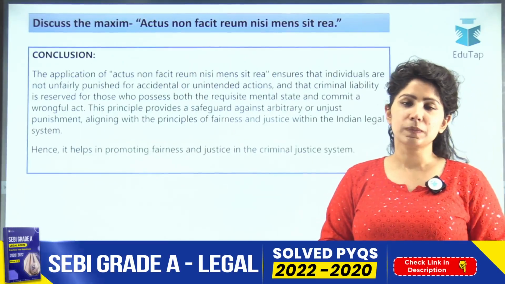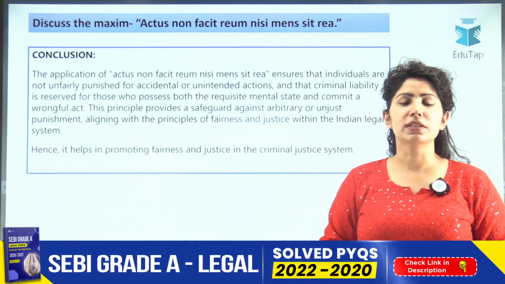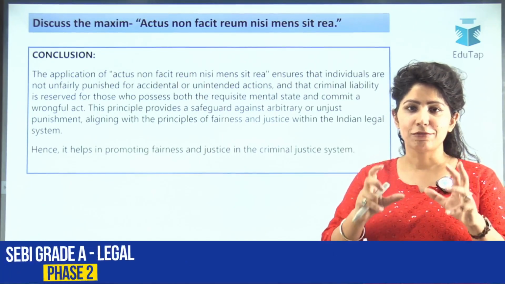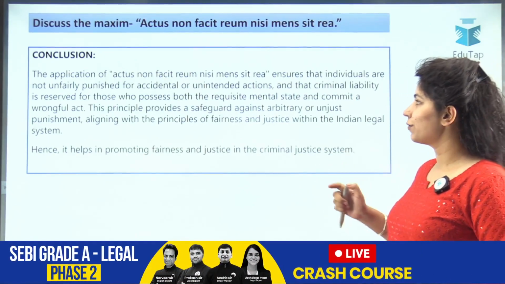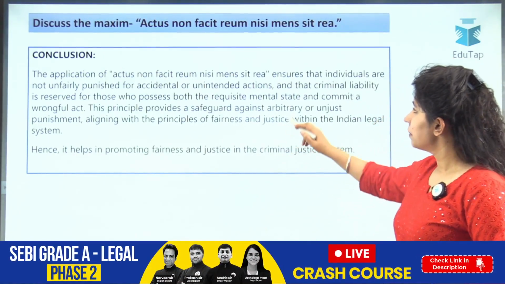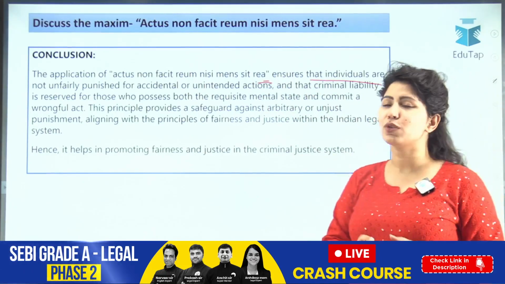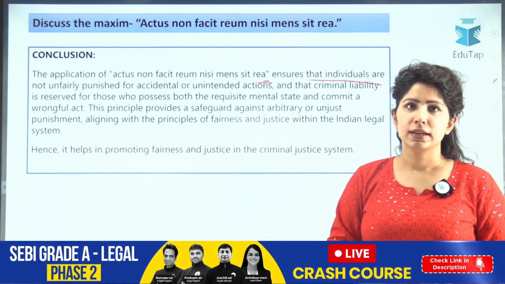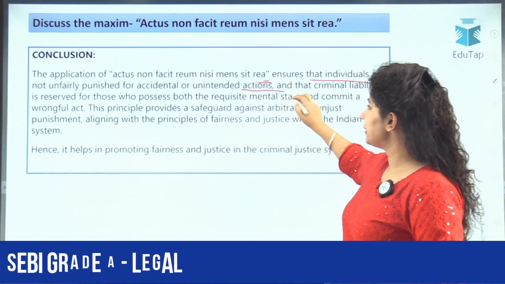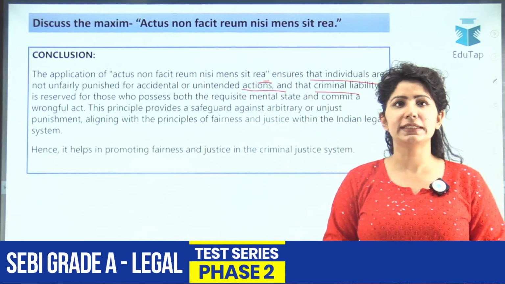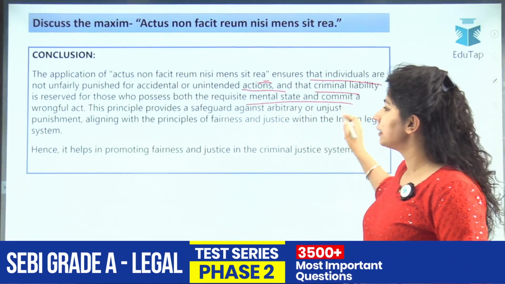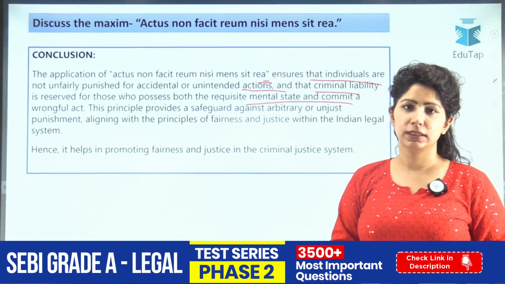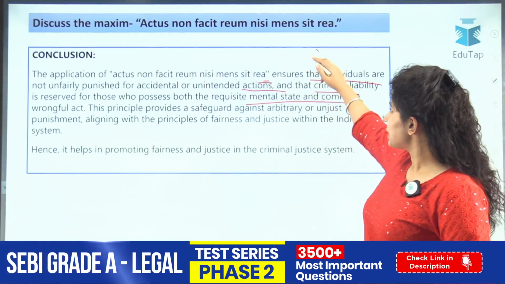Then in the conclusion, ascertain the importance of this maxim. Emphasize the importance of this maxim again. The application of actus non facit reum nisi mens sit rea ensures that individuals are not unfairly punished for accidental or unintended actions, and that criminal liability is reserved for those who possess both the requisite mental state and commit a wrongful act. So basically what we are doing, we are summarizing.